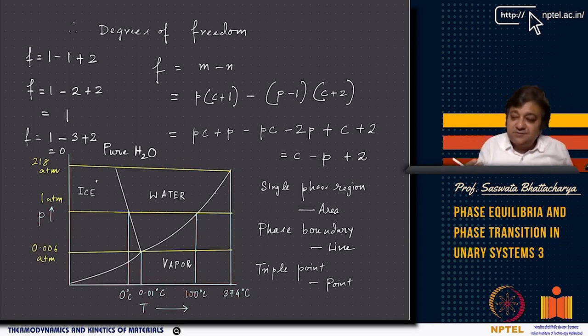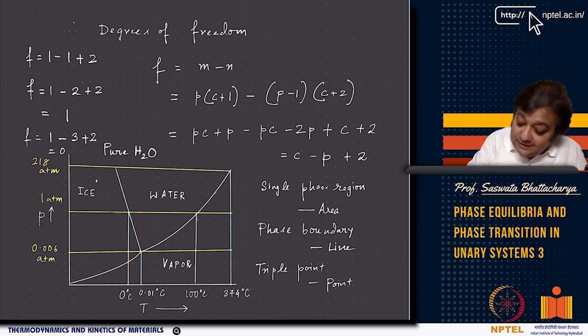Single phase, in a unary system or a single component system, like ice or water or vapor, where I am not talking about any coexistence, will be represented by two-dimensional areas, because I can independently specify pressure and temperature, but once I have specified these two degrees, then my degrees of freedom becomes 0. Now I can uniquely solve the problem.